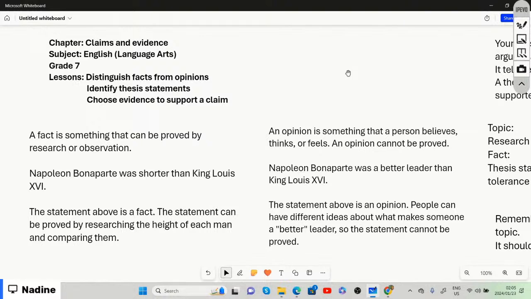All right. And our chapter is claims and evidence. Our subject that we will be focusing on today is English Language Arts, grade 7. And the lessons that we will be doing under the chapter of claims and evidence is to distinguish facts from opinions. It's to identify thesis statements, as well as to choose evidence to support your claim or to support a claim.